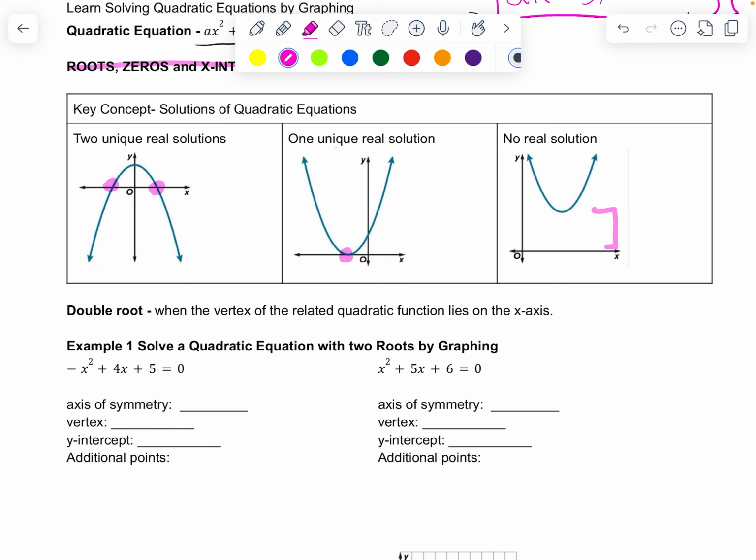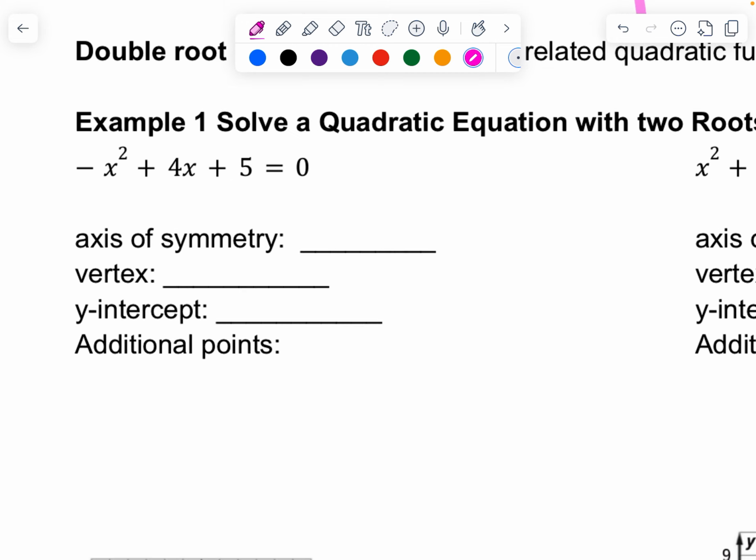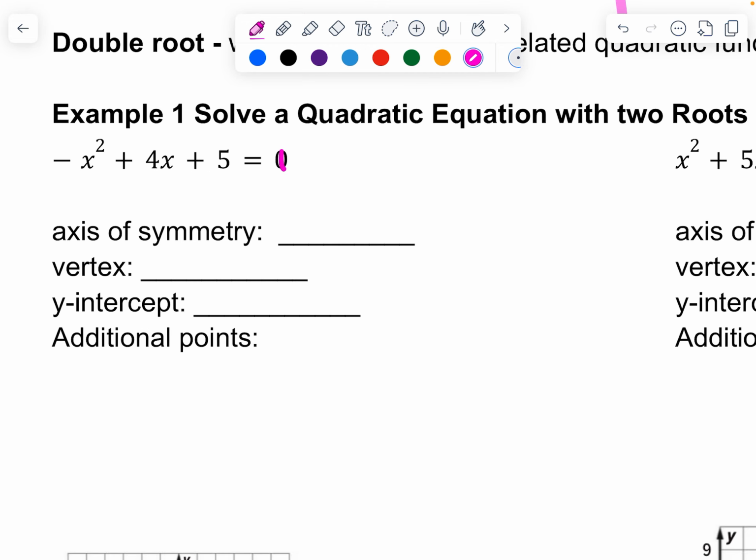Double root is when the vertex is on the x-axis right there. That's a double root. What does that mean? It means that I should not write in y equals x plus some number squared. So we're going to come down here and solve this. For right now, we're going to change this to y. It'll make it easier to do this problem.